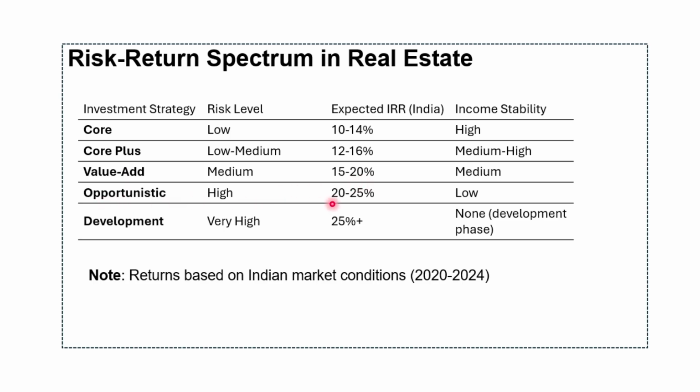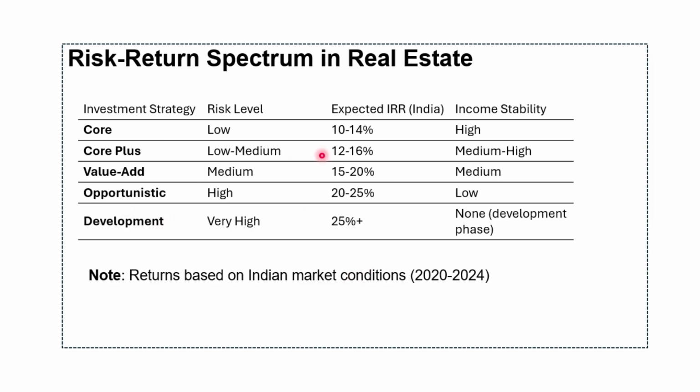Then we have opportunistic investments, which are high risk strategies targeting 20 to 25% IRR, but with low income stability. And then development represents the highest risk category with an expected return of 25%, but no income during the development phase. These are ground up construction projects with the highest risk but potentially the highest returns.